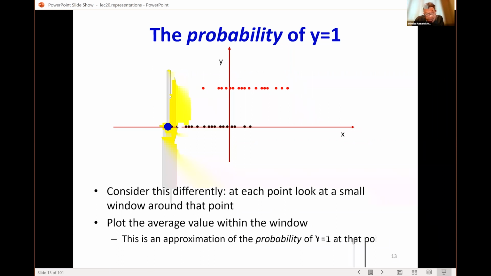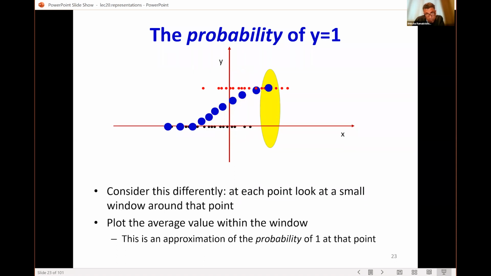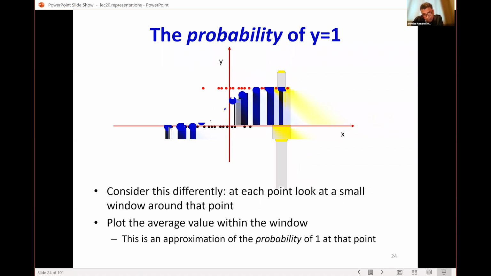But then as you slide right from the leftmost point, at some point, you begin encountering instances with class label 1. And so this average value goes up from 0. And as you go further right, the average value keeps increasing till eventually you see only red points, meaning the average y value is 1. And so the overall function that you would get is going to be something of this kind. And so this is the function that makes sense for us to model.